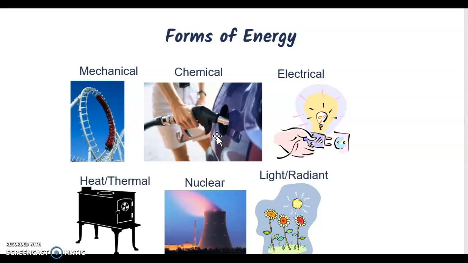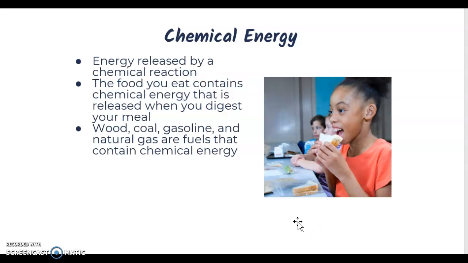The energy coming from the fuel, the gas or the diesel that is being put into the car for this car to run, that is chemical energy. Anything that you plug into the socket, you are getting electrical energy, and that makes your appliances or even your lamp or bulb lit up. Heat energy. And you have nuclear energy in here, and you have light energy. Let's see each one of these.